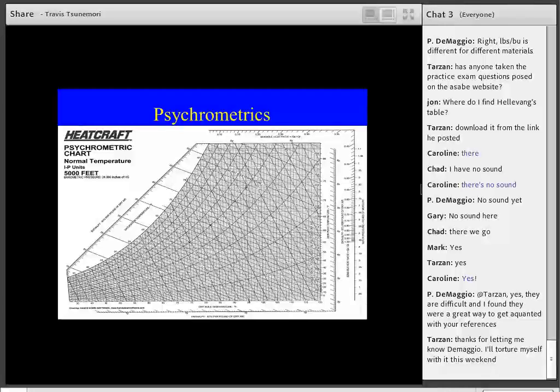Then there's a mark that simply says saturation temperature. Saturation temperature is the point at which the edge of this curve is. The curved edge: 35, 40, 45, 50, 55, 60, 65, 70. These are all degrees Fahrenheit. This is in English units.